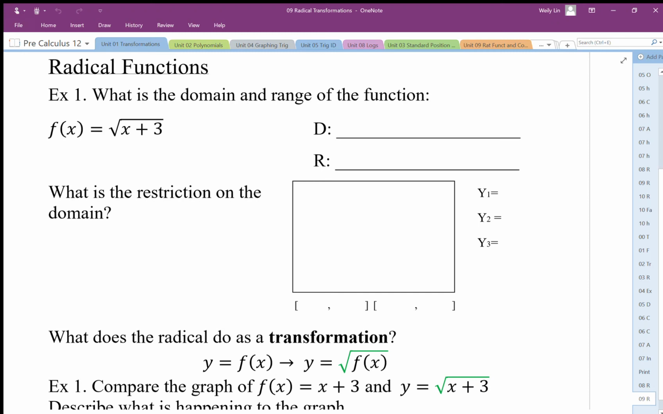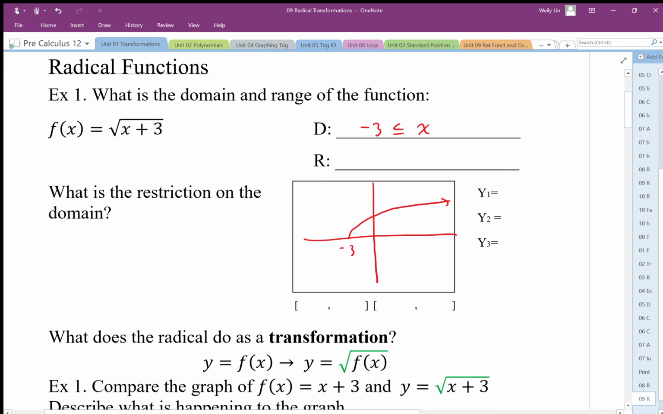So we can look at the domain and range of the radical function through the perspective of a transformation. So we can graph this function, and we know that this is a horizontal shift to the left. There's no vertical or horizontal flips, so we know the domain must be going to the right. So from -3, x is going to be greater than or equal to -3.